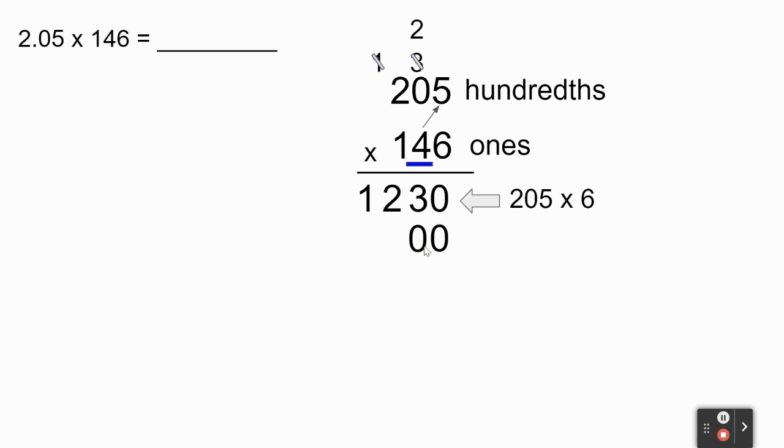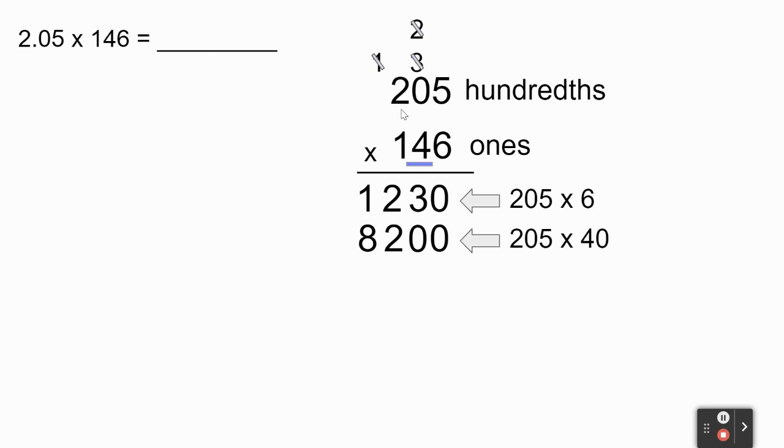The 2 is regrouped to the top of the next digit we're multiplying. Now we're going to multiply 4 times 0, which is 0, plus the 2 we regrouped is 2. Now we can multiply 4 times 2 since the 2 is in the hundreds place. 4 times 2 is 8. So the answer to 205 times 40 is 8,200.